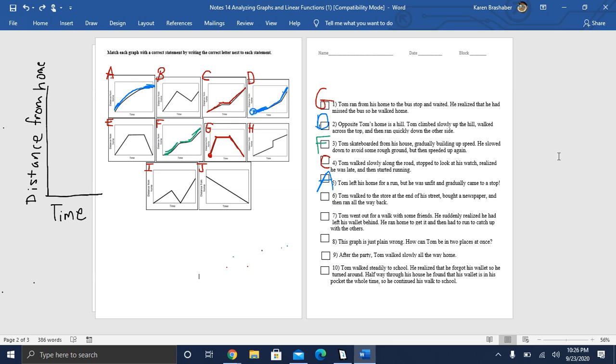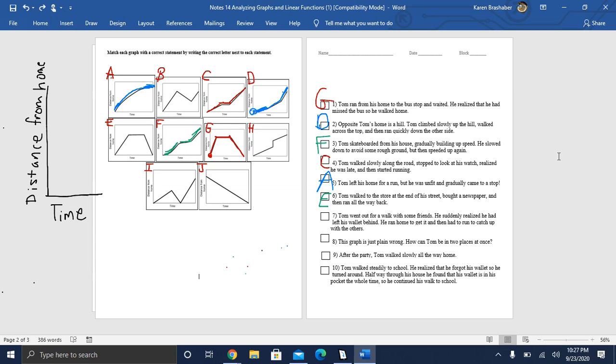That's graph A. All right, so number 6, Tom walked to the store at the end of his street, bought a newspaper, and then ran all the way back. So now we want to look for a graph where he gets far away from his house and then eventually comes back to it. And so that graph should look a lot like our graph G because he had to go back to his house. That's going to be graph E.